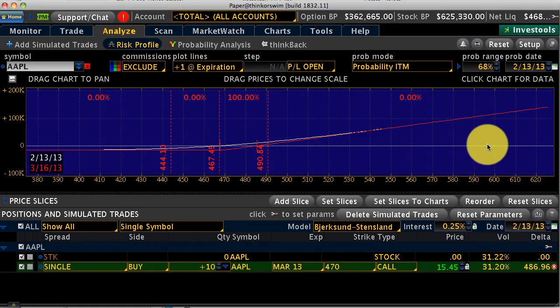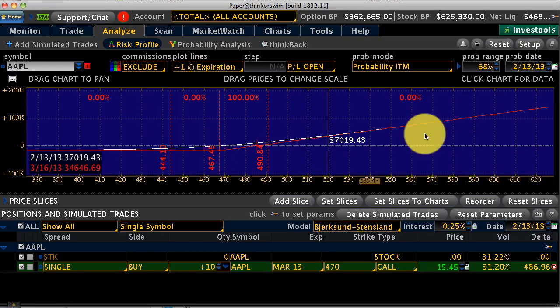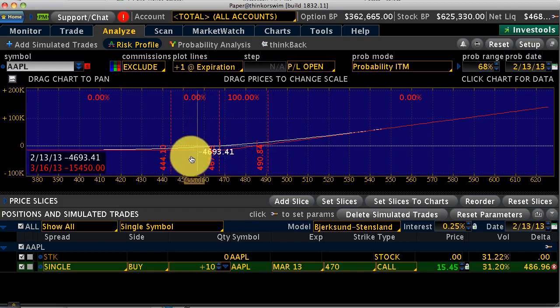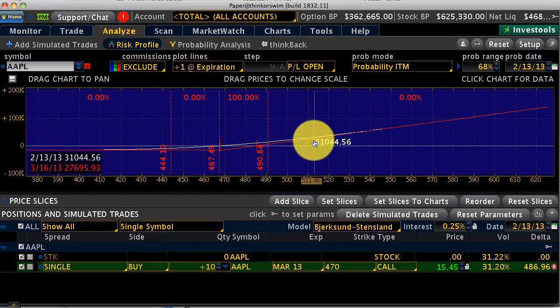In this lecture, I want to show you the difference between these two lines. One is a red line and one is a white line. And you're probably wondering what these two lines are.